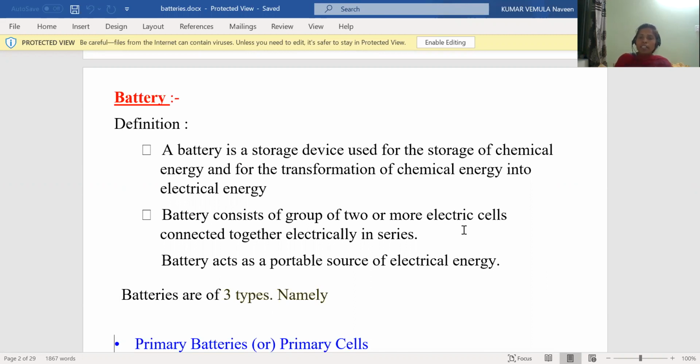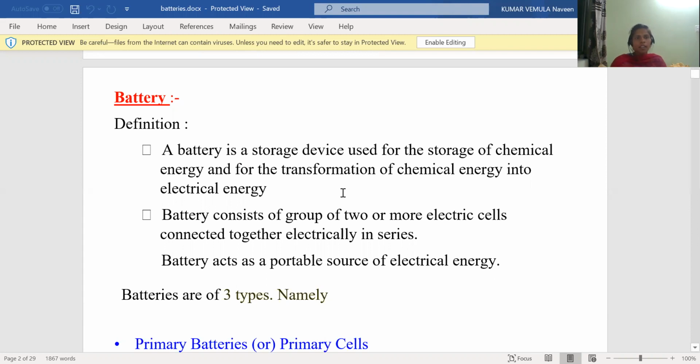So a battery is nothing but a combination of various numbers of electrochemical cells in series or order. That is called the battery. And a battery is one of the storage devices. It is storing the chemical energy. That chemical energy is later converted to electrical energy while using. Yes, that is what is meant by the battery.